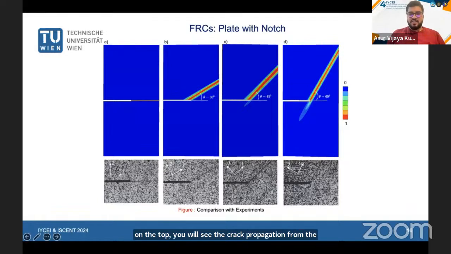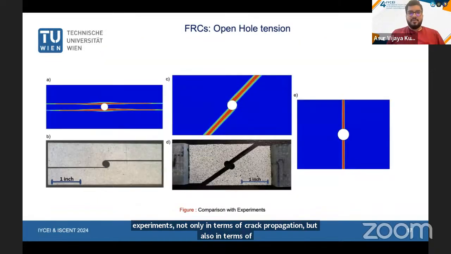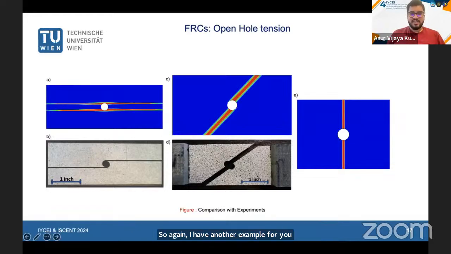So you can also see here for 30-degree, 45-degree, and 60-degree. And if you measure the angle of this as well, it appears to be exactly 30 degrees, 45, and 60 degrees. So it very, very well matches with the experiments, not only in terms of crack propagation, but also in terms of force displacement curves as well. So again, I have another example for you, for an open hole tension. You see this is the experimental result, and on the top you will see the phase field method.